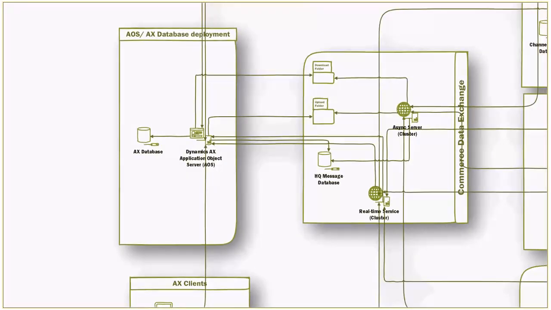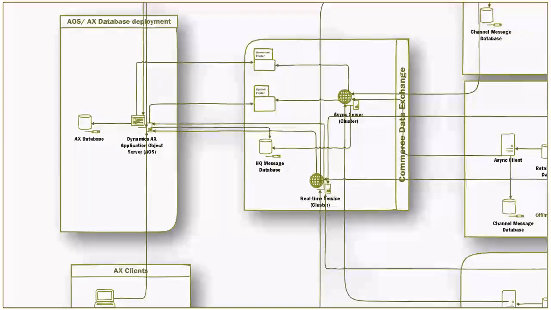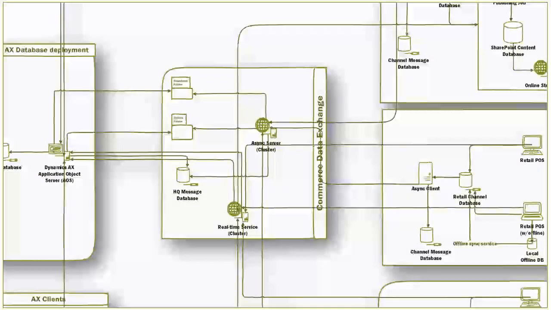Now, once you have these basic components set up, the next thing in a recommended sequence would be to look at the commerce data exchange part of the system. Setting up the commerce data exchange part of the system first would be the recommended way to go, so that once you start installing your channel side components, the configuration becomes more straightforward and easier. In Commerce Data Exchange, we have two specific components, as I had mentioned earlier: your async server and your real-time service.